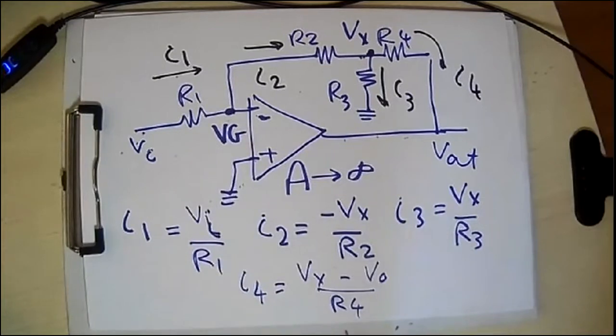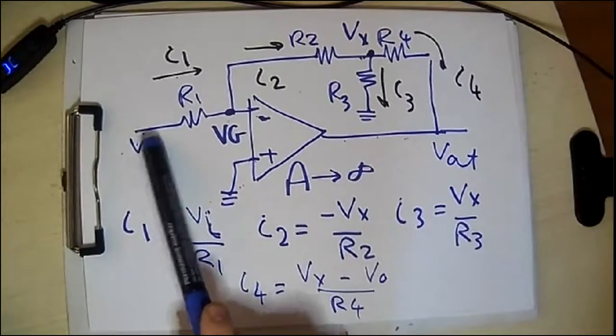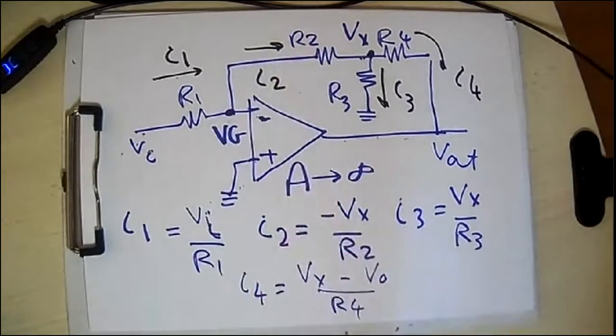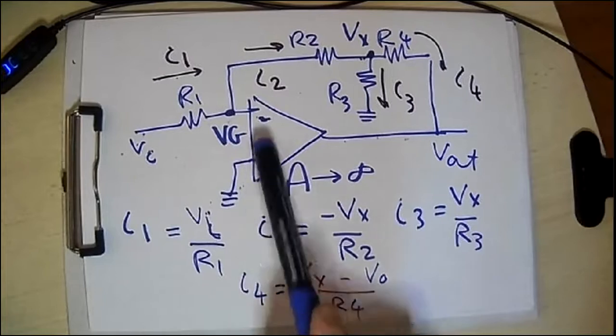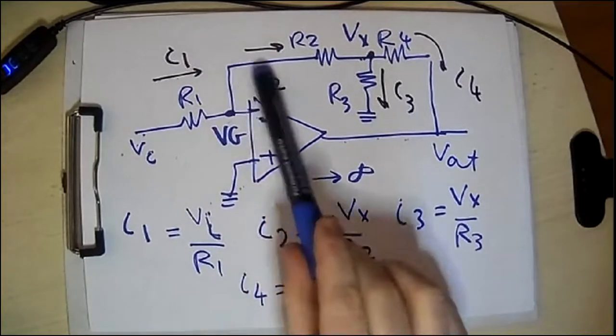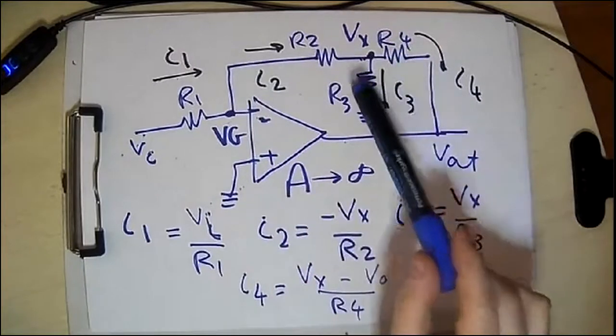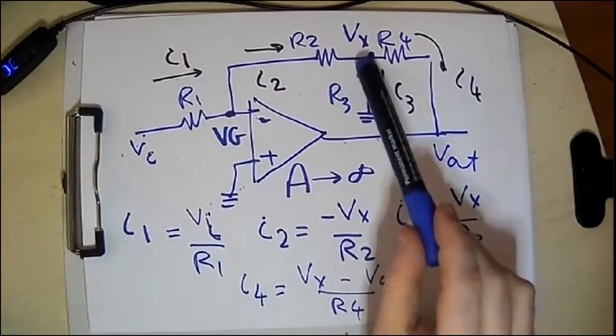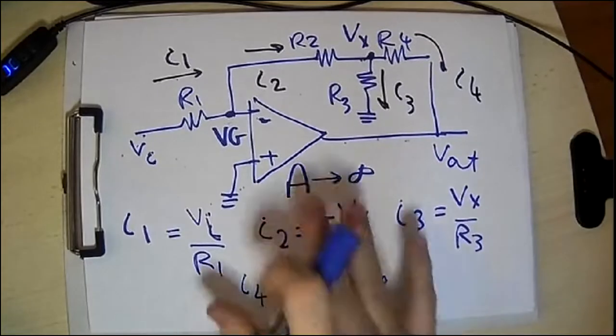Let's now start combining equations together. We know that I1 is equal to I2. Makes sense again, because no current is flowing inside the operational amplifier. And we know that I2 is equal to I3 plus I4. This is a direct branching on this node. So let's write these 2 equations.